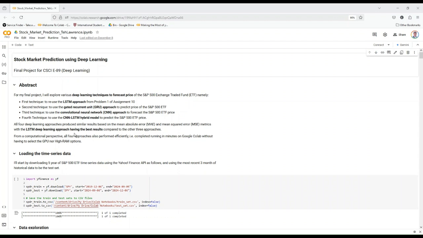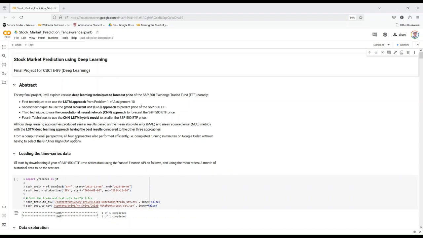And it turns out all four deep learning approaches, and we'll go through the code in more detail, do a pretty good job in terms of prediction accuracy. I have chosen two metrics in my final project to measure how good or how bad each model is relative to one another. The first one is MAE, which stands for mean absolute error. And the second metric I use is MSE, which stands for mean squared error.